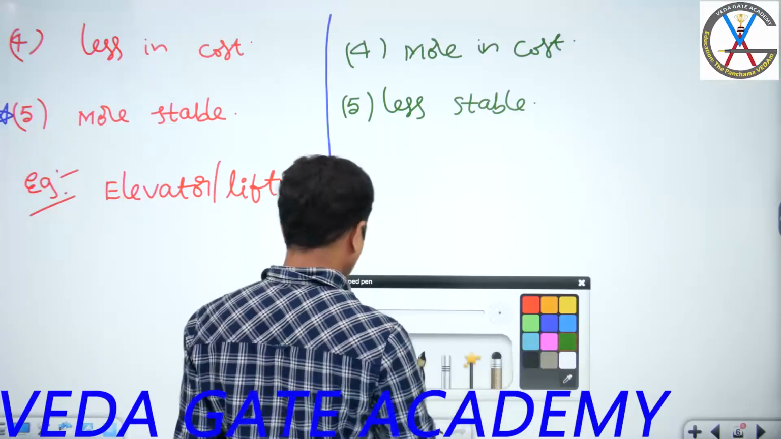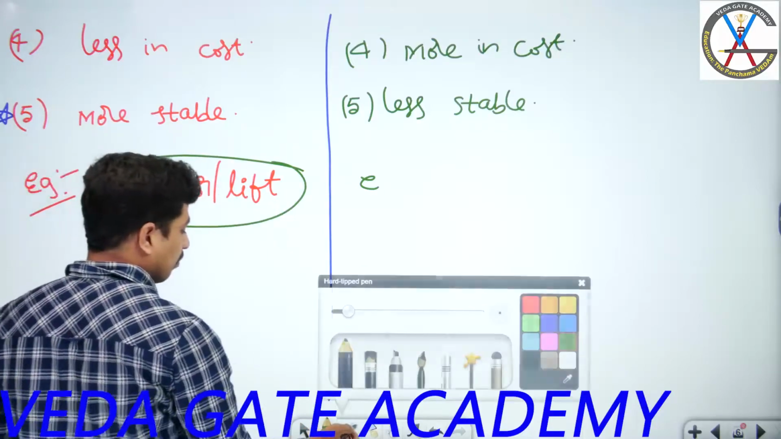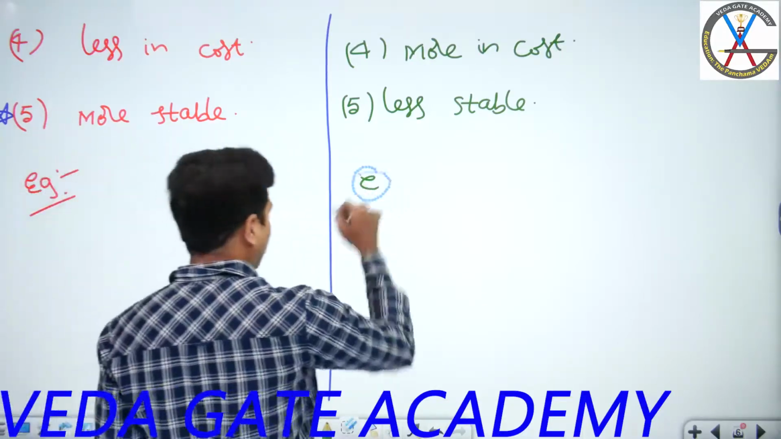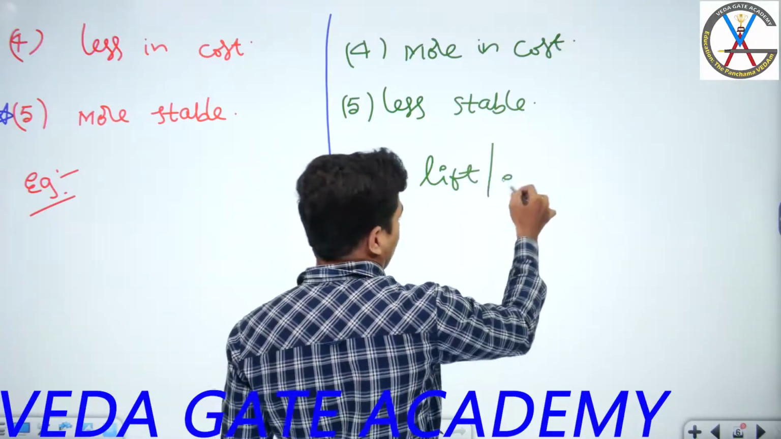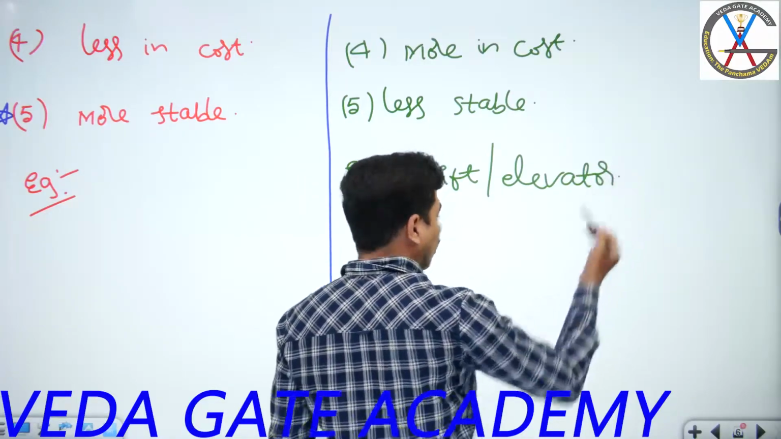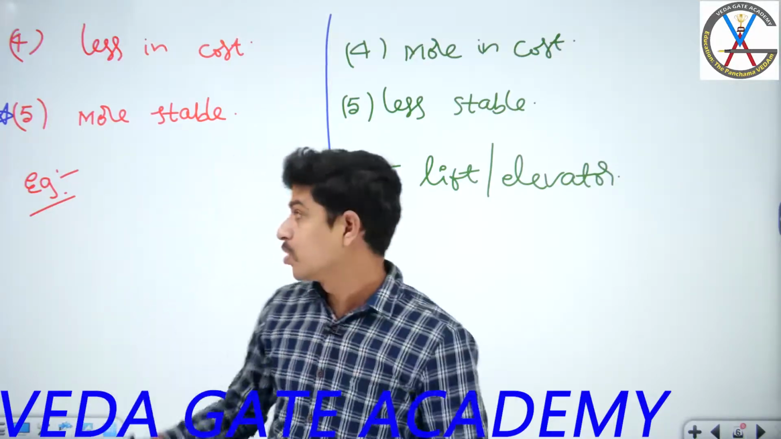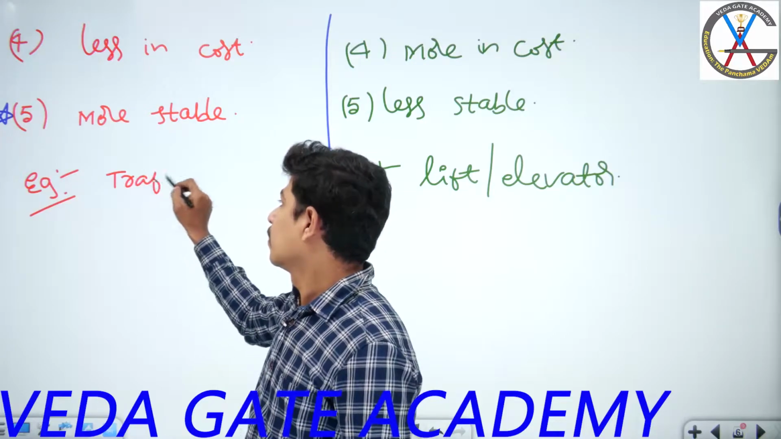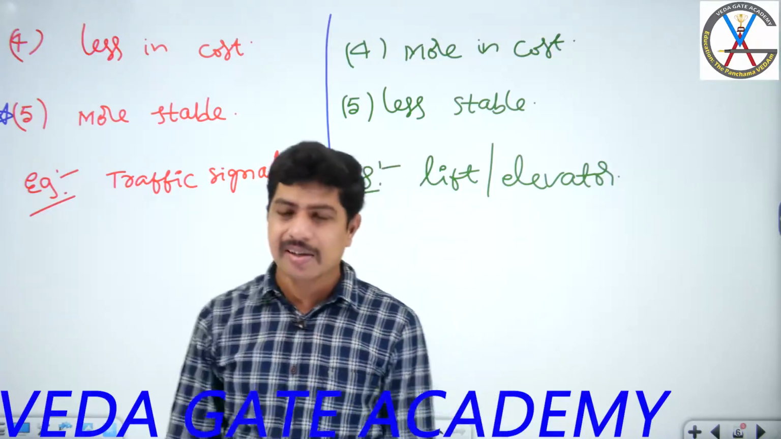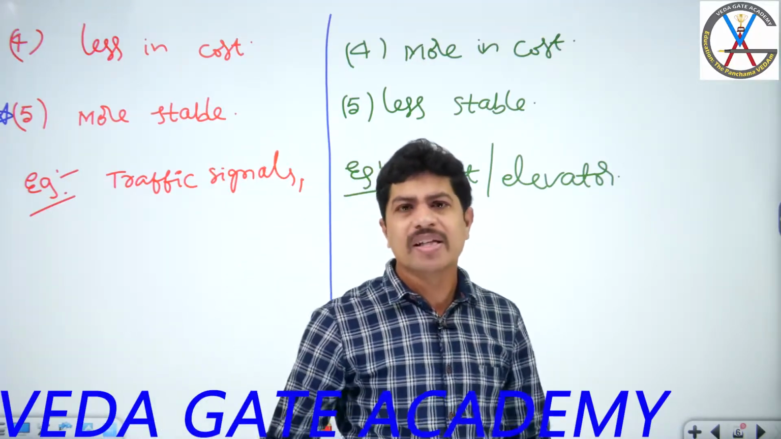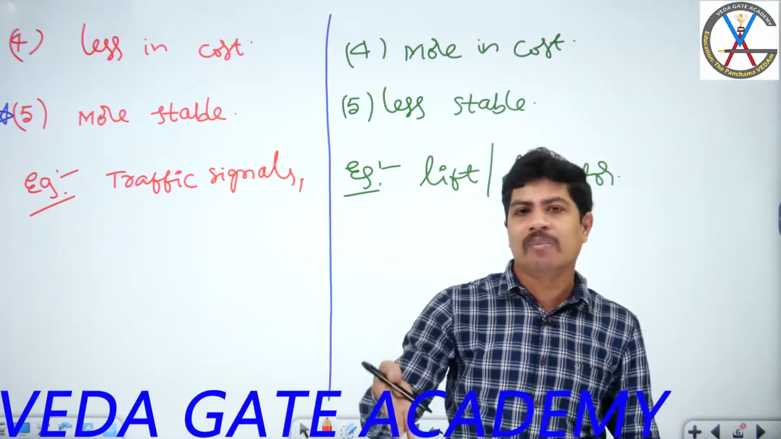What is the example for open loop control system? Traffic signaling on roads. Sir, how is a traffic signal an open loop control system? Irrespective of the density of traffic, for all 4 sides, it is going to allot the same amount of time. 1 minute, 1 minute, 1 minute, 1 minute.